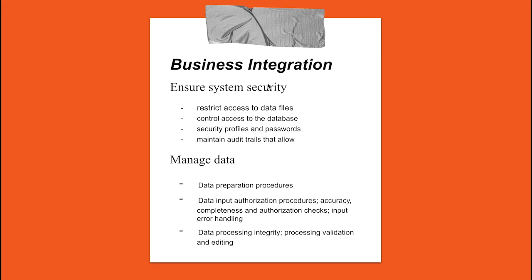And then we could talk about business integration. Here we'd be ensuring the system security. For identity and access management, this means we're restricting access to data files, controlling access to the database, security profiles and passwords, and maintaining audit trails that allow us to effectively manage the data. So the data preparation procedures would have to be reviewed here. The data input authorization procedures, accuracy, completeness, authorization checks, error handling, and data integrity are also crucial here for processing, validation, and editing of our data.